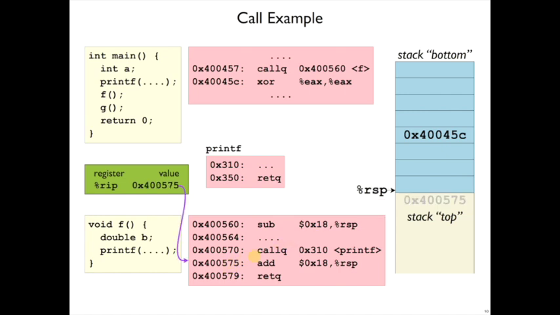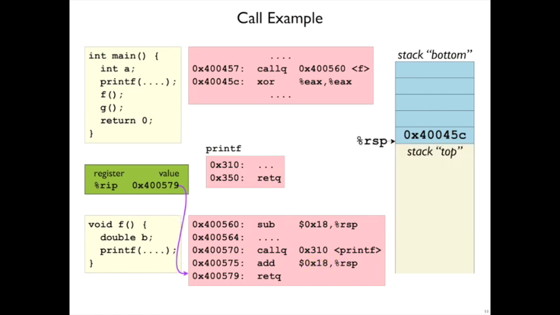And at this point, before the function F returns, it's going to release that space it made for local variables on the stack by adding hex 18 to RSP. That's 3 slots, 3 8-byte slots. And then it does a retq, just like printf did, which means take this address off the stack, put it in the instruction pointer, and that returns us back into main.